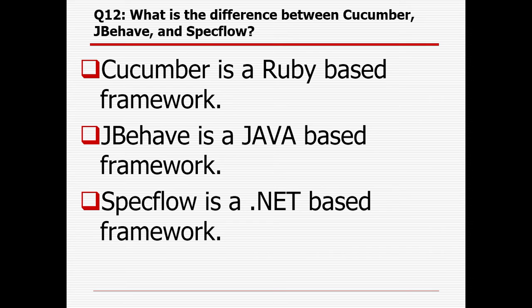Okay, so Cucumber is a Ruby based framework, JBehave is a Java based framework, whereas SpecFlow is a .NET based framework, right? So in case you want to implement something in the .NET framework, then you need to use SpecFlow, whereas for Java you can use JBehave.